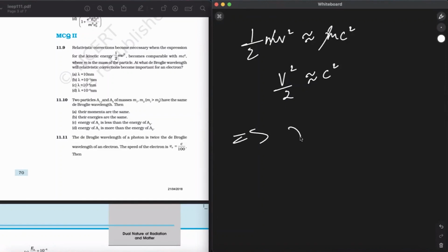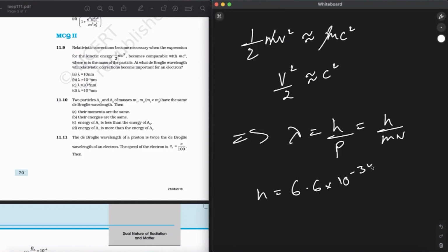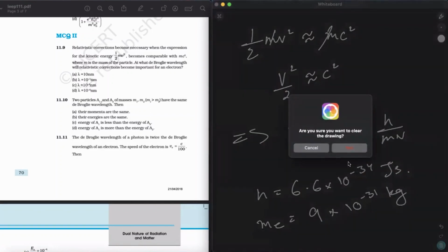So if you have to solve it, lambda will be equal to h upon p, it will be h upon mv. Now the value for h is 6.6 into 10 raised to the power of minus 34 joule seconds. And the mass of an electron is 9 point something, let's say 9, into 10 to the power of minus 31 kgs. Alright, so to approach these type of problems, we have to use hit and try methods. Like we have to check for each option. So I'll just show you how.